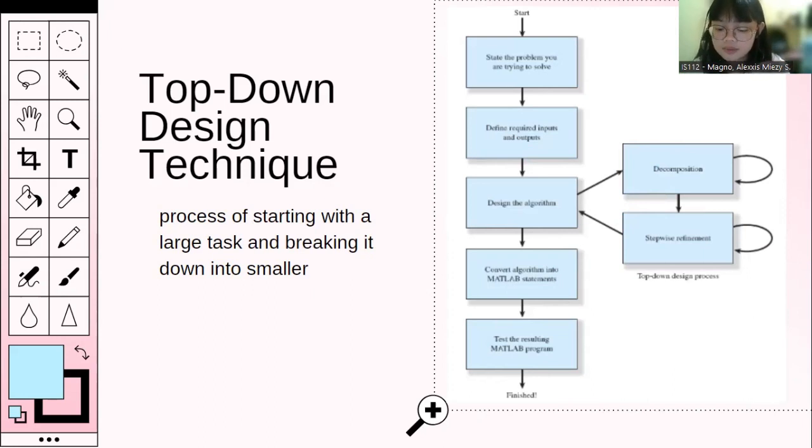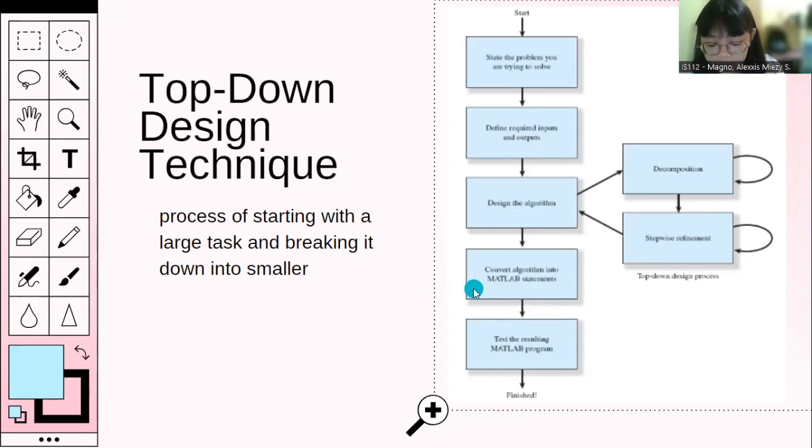After the problem has been decomposed into small pieces, each piece is further refined through a process called stepwise refinement. In stepwise refinement, a designer starts with a general description of what the piece of code should do, and then defines the functions of the pieces in greater and greater detail until they are specific enough to be turned into MATLAB statements. And then turn the algorithm into MATLAB statements.